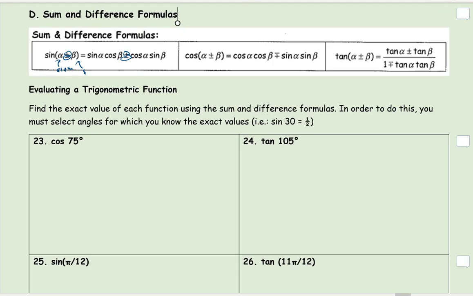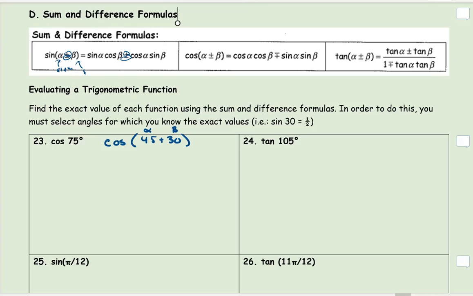When we're looking at this first one here, we have cosine of 75 degrees. Now, 75 is not in our unit circle, but what is in our unit circle is 45 and 30. And when you add 45 and 30 together, you will get 75. So what we're going to do is say cosine of 45 plus 30. We'll let our 45 be our alpha, and we'll let our 30 be our beta. So we took 75 and broke it up into 45 plus 30.